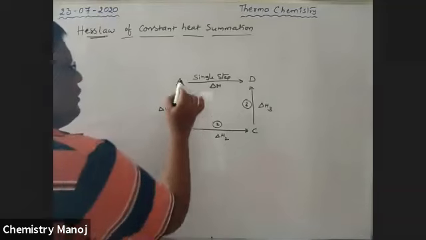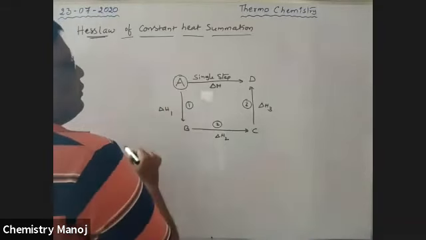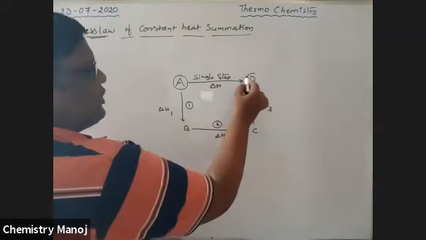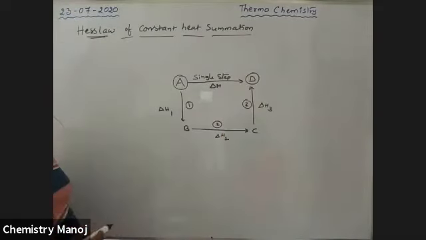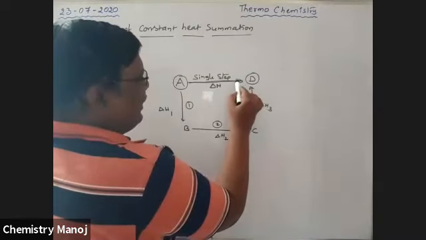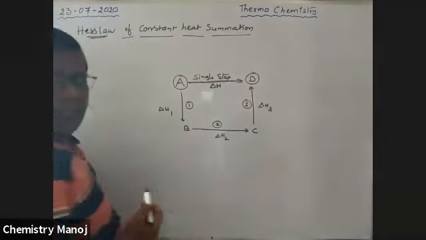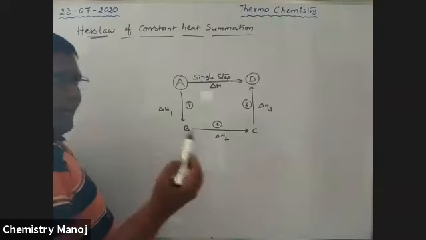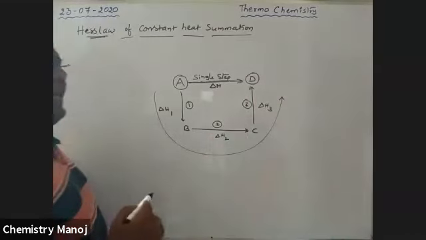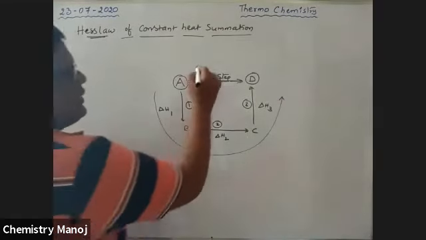So see boys, I started the process from A and finally reached D. So that is one way to convert A into D directly. But indirectly, this is another way to convert A into D. So this is the direct step.